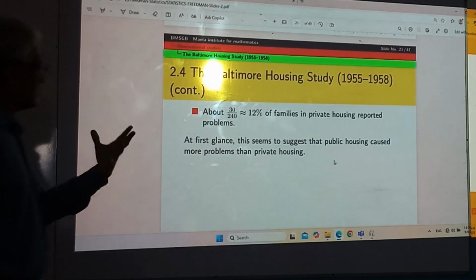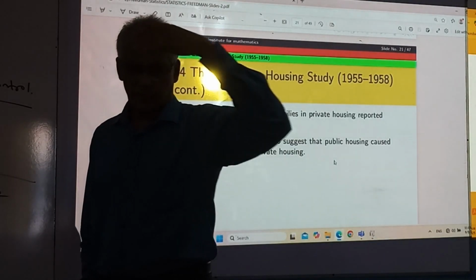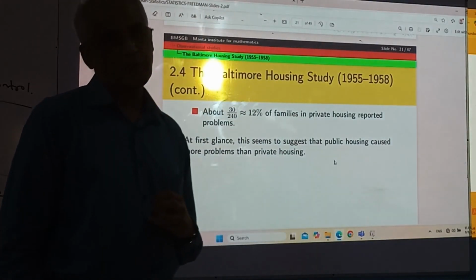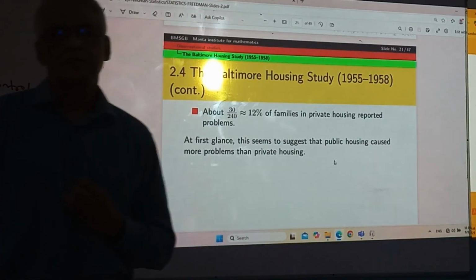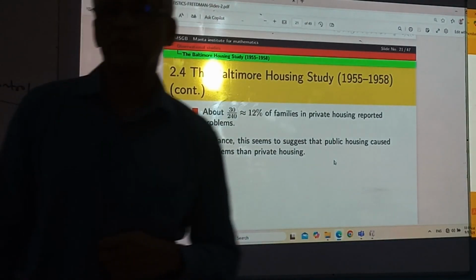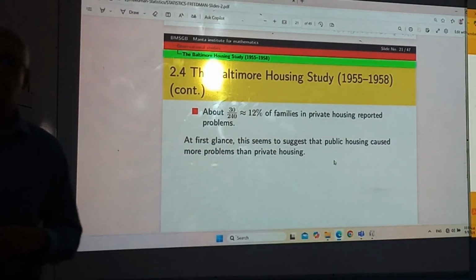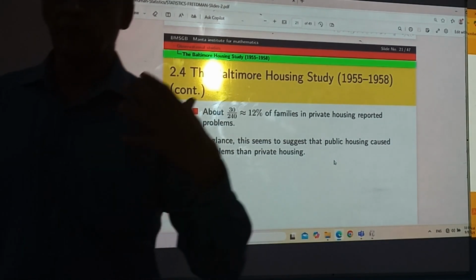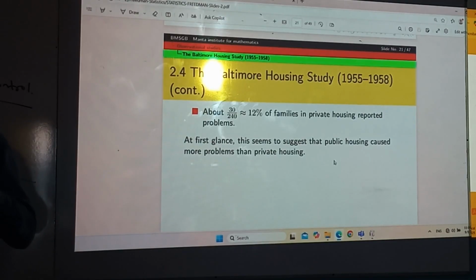So at first glance, it seems that those who went into public housing have a lot of problems. More families have problems. So is it correct to report it like that? Problems occur because of the housing type. Right? The amount of problems that people face is associated with the type of house.